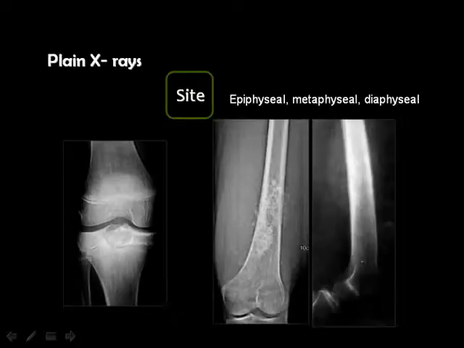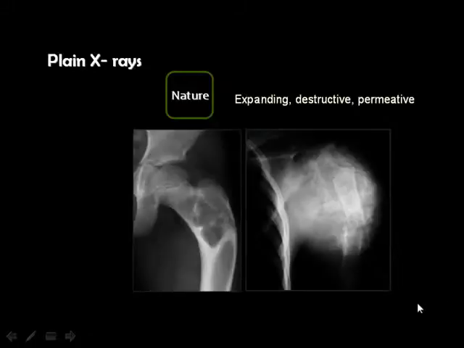Then what do you want to know about the bone tumor in order to reach the diagnosis? Number one, you want to know the site, because epiphyseal lesions can have certain differential diagnosis, and so the metaphyseal and diaphyseal pathology. This is an epiphyseal lesion which is characteristic of a chondroblastoma, as we will mention, and this is a metaphyseal lesion which is diagnostic of an osteosarcoma, and this is a diaphyseal lesion which is classic for an Ewing sarcoma.